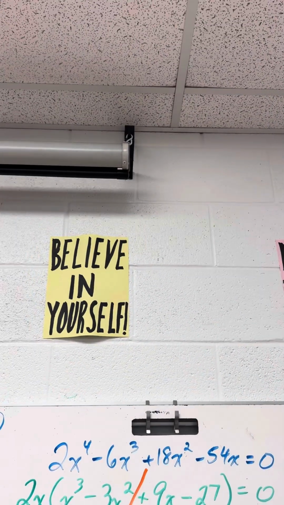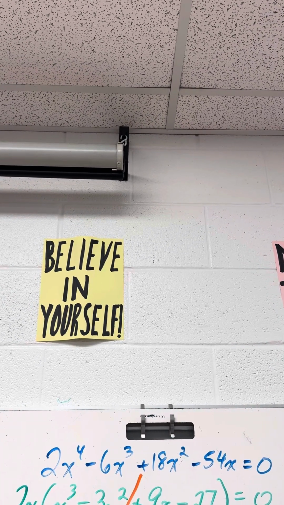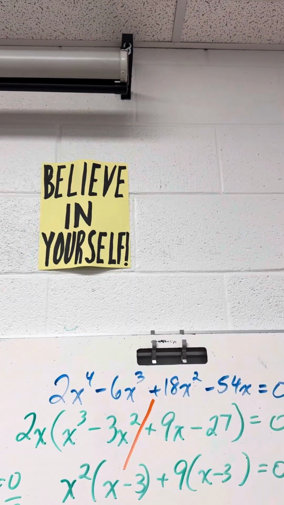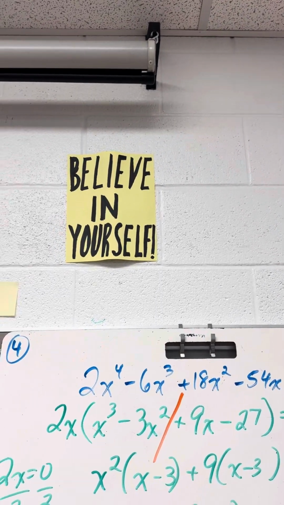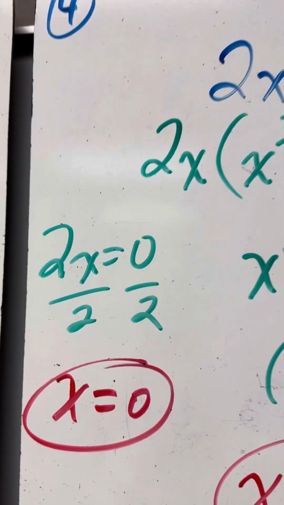2x to the fourth minus 6x to the third plus 18x squared minus 54x equals 0. We're going to pull out 2x first. And that's going to give me 2x equals 0 and x equals 0, right?